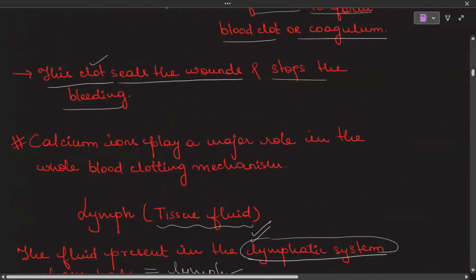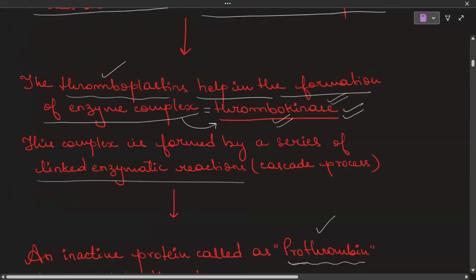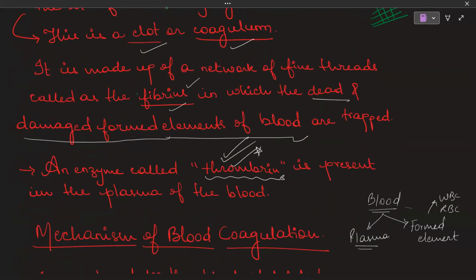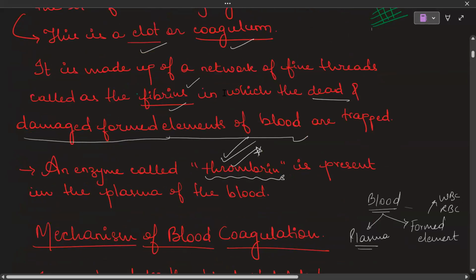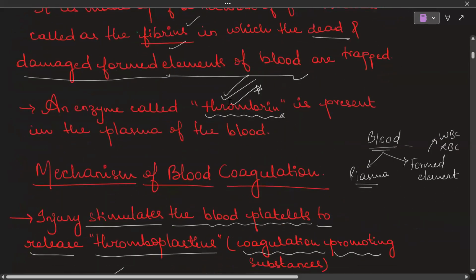So that fibrins make a mesh-like structure, and that mesh-like structure tells us that it is the clot or the coagulum. Now, in the net-like structure, that is the fibrin, only the dead and the formed elements of the blood are trapped. Now, there is an enzyme that is known as thrombin. This is present in the plasma.